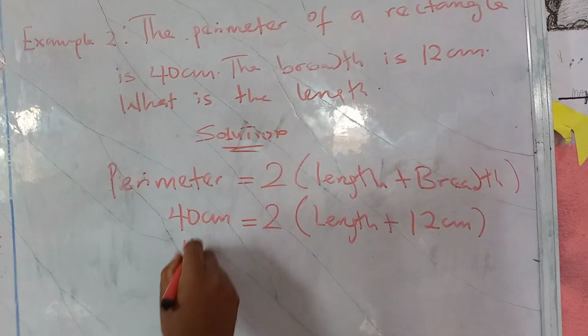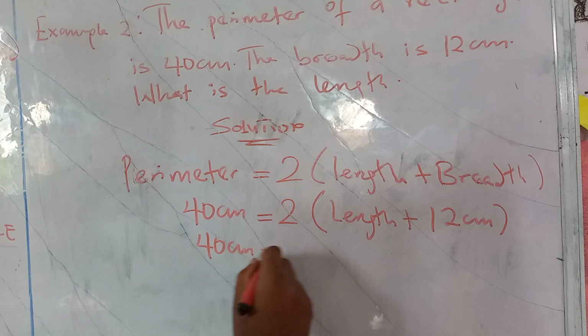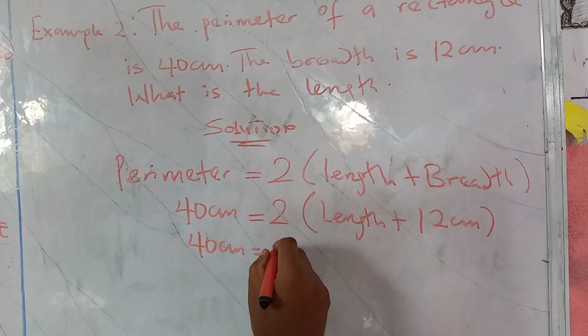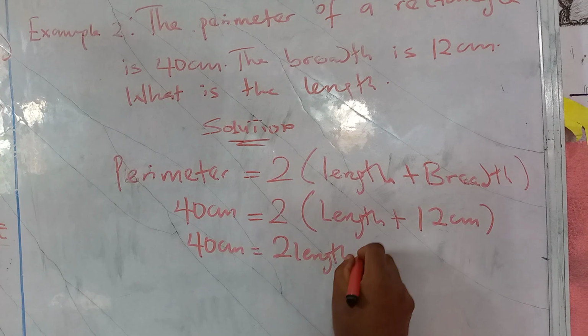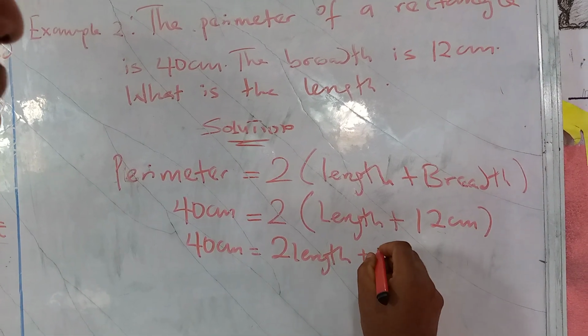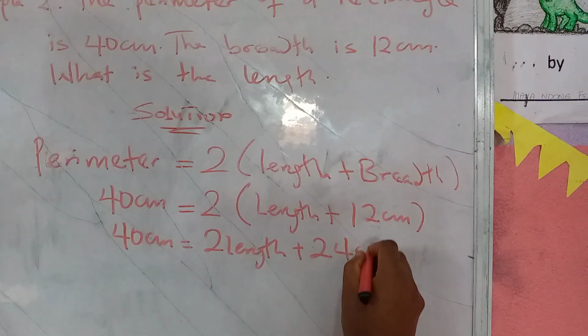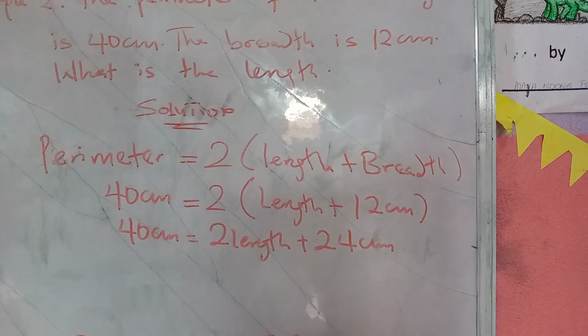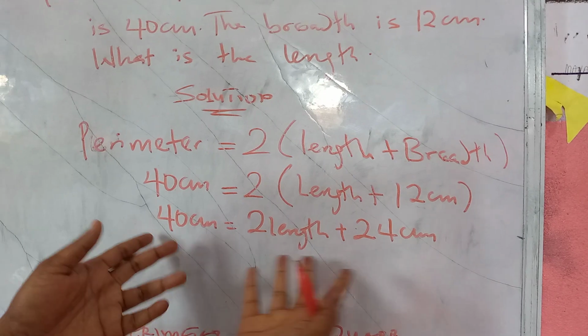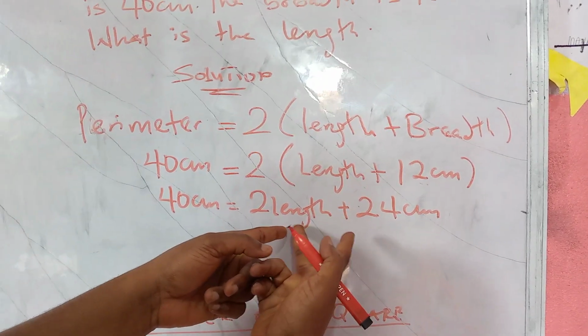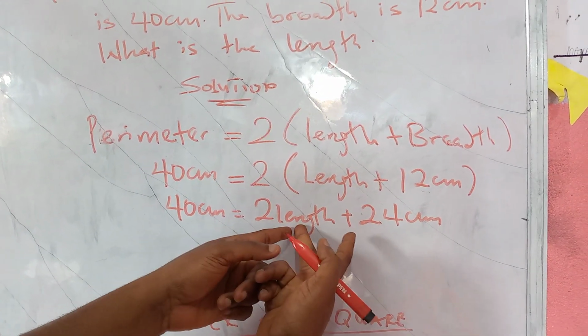We say 40 centimeter equals what? 2 times length will give you 2 length, plus 2 times 12 will give us what? 24 centimeter. So automatically this one we collect the like terms. This is length, and if you look at this very well now, this is 2 length.